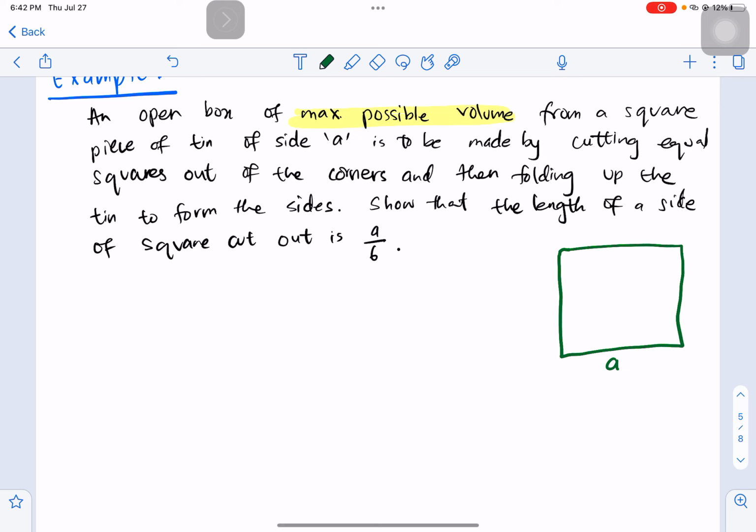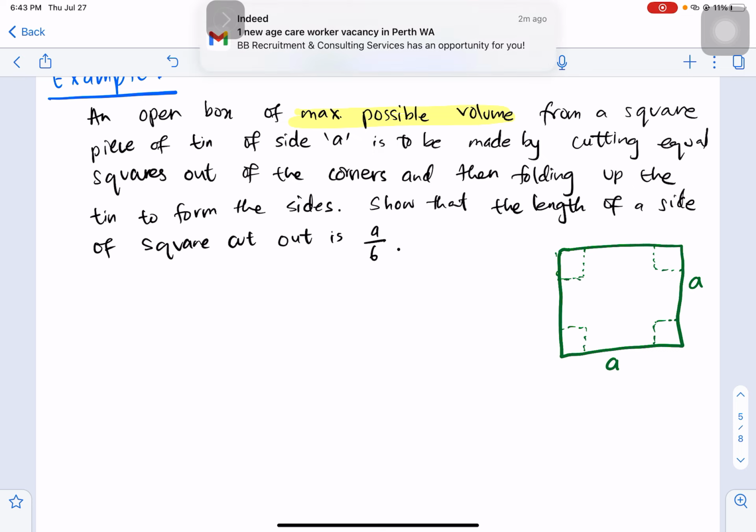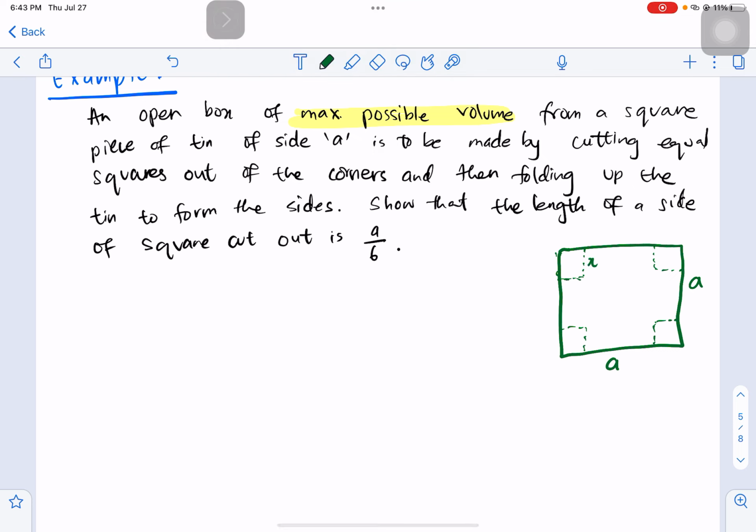So the box is to be made by cutting equal squares out of the corners. You need to cut a square from each corner. These four squares that are cut off should be of the same length, and it's not given how much length of square I should cut. So that's why you put x length, which means here x length I'm cutting off.